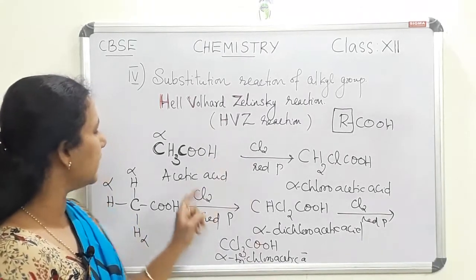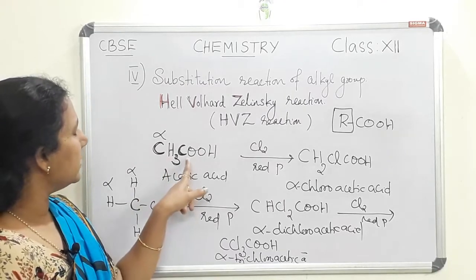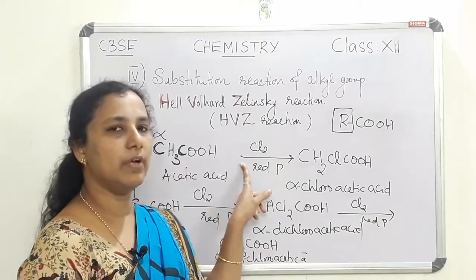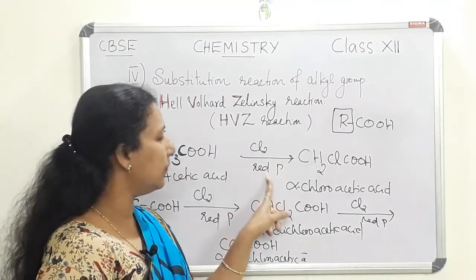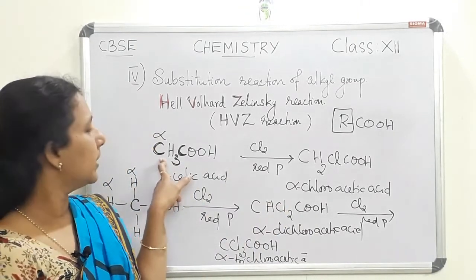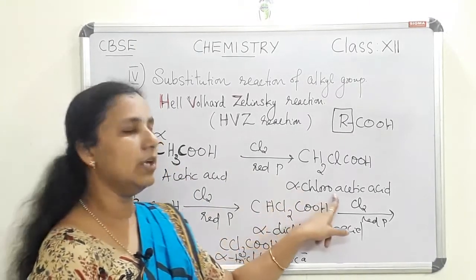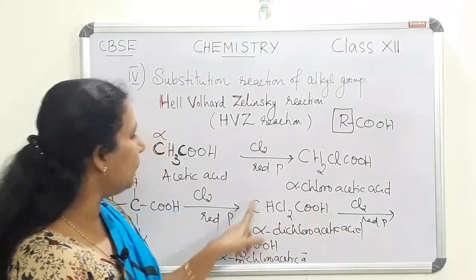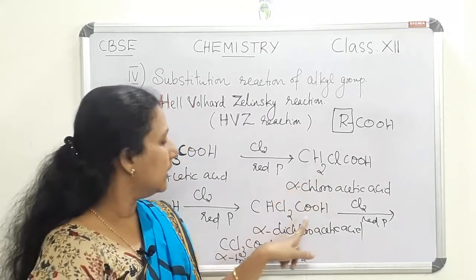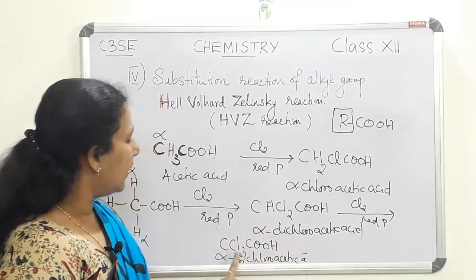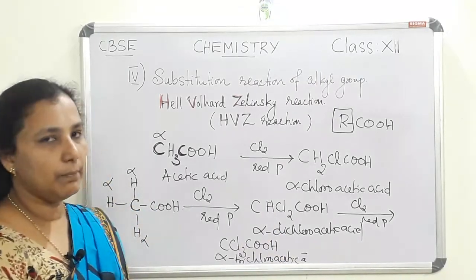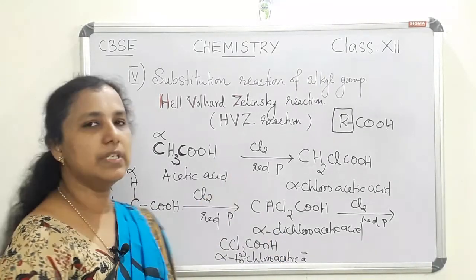So in the HVZ reaction, alpha hydrogen atoms are replaced in presence of halogen. If halogenated in presence of red phosphorus, alpha hydrogen atoms are replaced and become alpha halo acids. If there are again alpha hydrogen atoms in the alpha halo acids, they will be replaced again, and all the alpha hydrogen atoms are replaced and we will be getting a mixture of products. So this is known as the HVZ reaction.